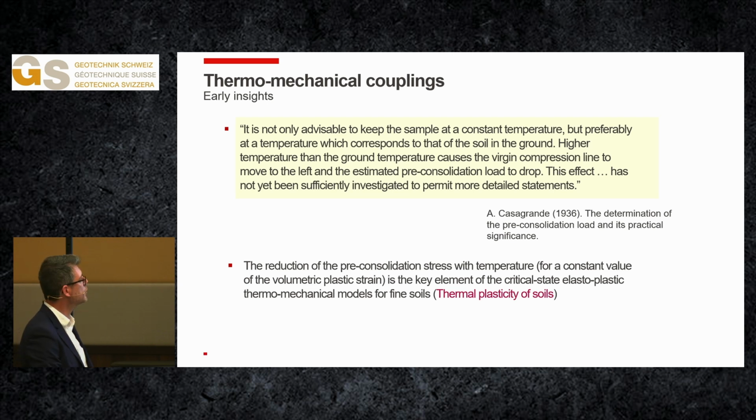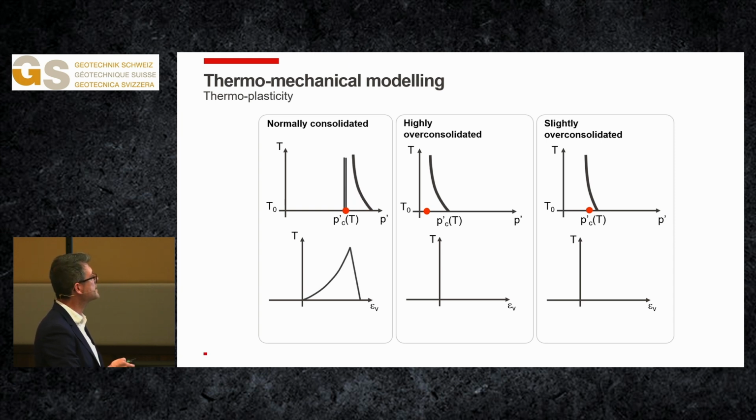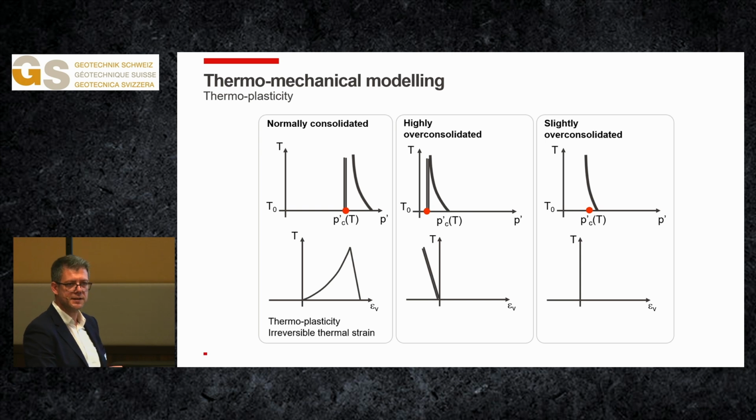Because essentially in thermoplasticity, what we do is decrease the yield stress with temperature, so that when we heat the material in a normally consolidated state, the material is essentially moving the yield curve, so it's hardening the material, and so a plastic strain is produced. While if we do the same heating far from the yield curve, the behavior is essentially elastic.